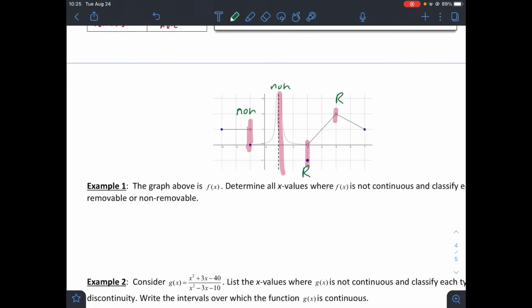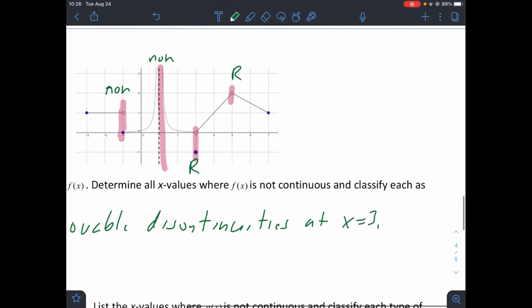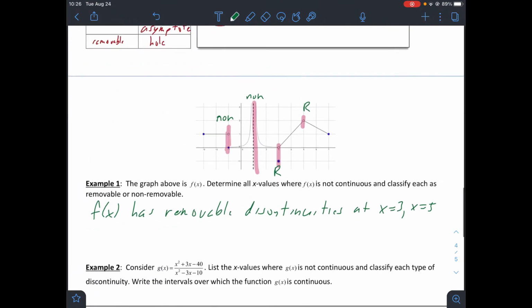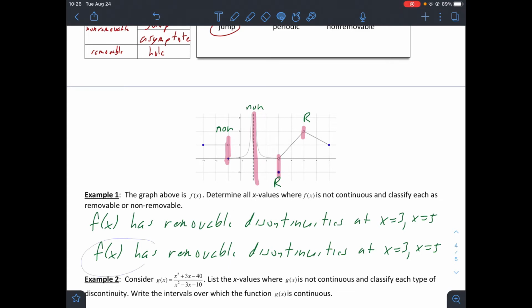So let's start here by writing some sentences out. We can say f of x has removable discontinuities at x equals 3 and x equals 5. And also, it has non-removable discontinuities at x equals -1 and x equals +1. Everywhere else on that graph, the function is continuous.